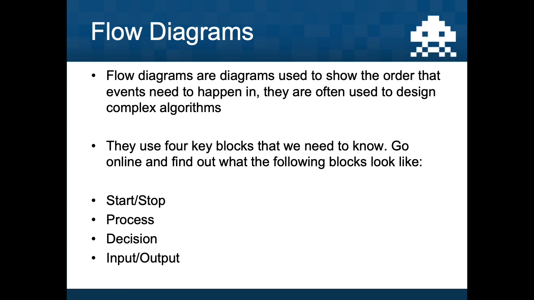So flow diagrams are diagrams used to show the order that events need to happen in a complex algorithm. So we know from our earlier units that an algorithm is a complex set of instructions to solve a problem. A flow diagram will show us what instructions, what processes need to happen and in what order. More than that though, they can show things like where we start and where we stop, any decisions that need to be made, and any inputs and outputs that are needed into the system.